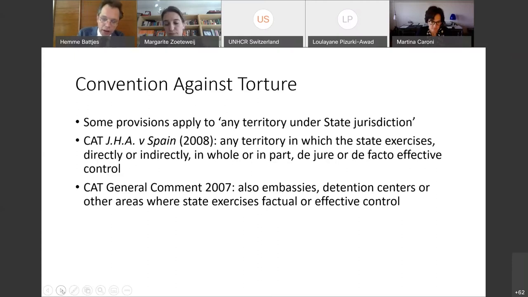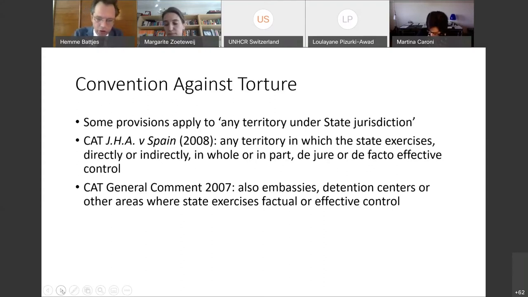And in this case of JHA versus Spain, the committee ruled that any territory in which the state exercises directly or indirectly, de jure or de facto, effective control is within the jurisdiction of that state. And that it applies to the convention as a whole, so also to the prohibition of refoulement in Article 3 of the convention. So those are general statements.